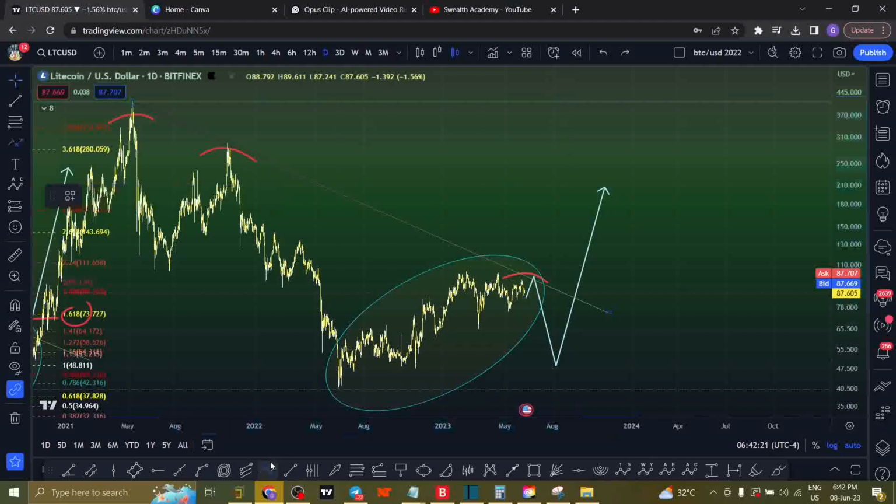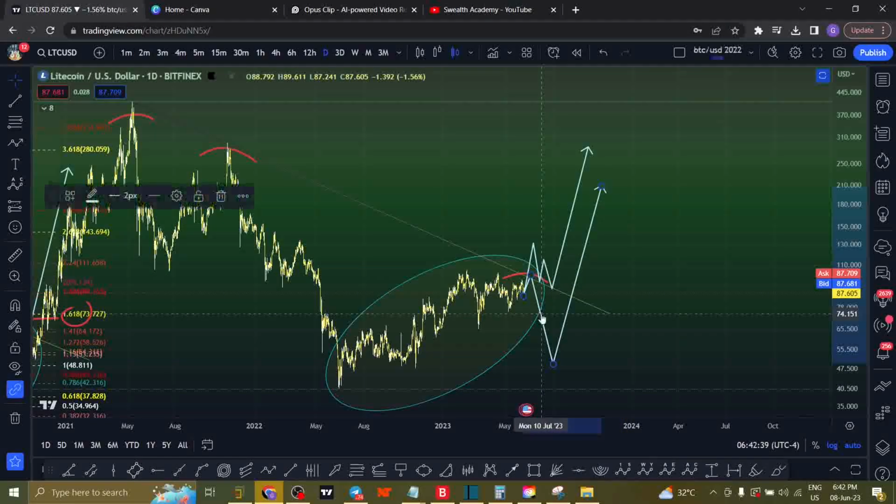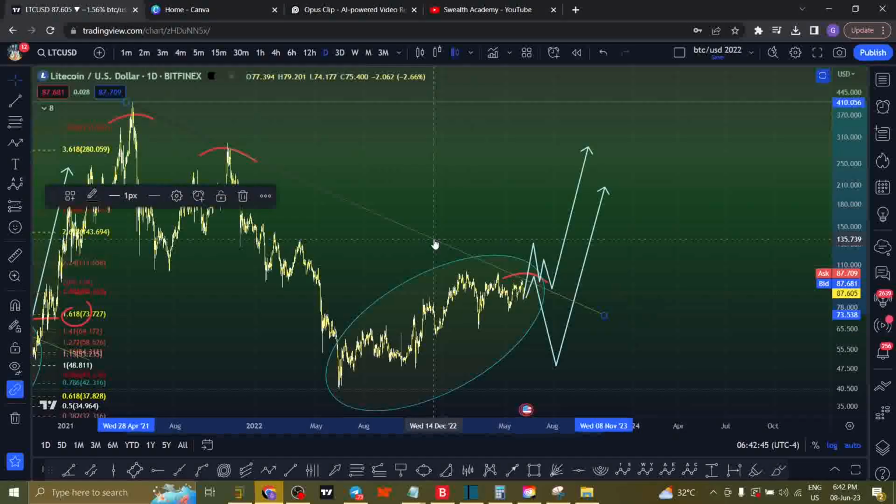Our second scenario: if $100 breaks above and we flip it as a support, that's our key indicator that we're headed for further price action and we are no longer headed for a major sell-off. Cool. So I'm keeping my eyes very closely on this major resistance level.